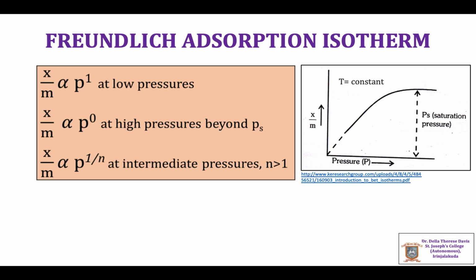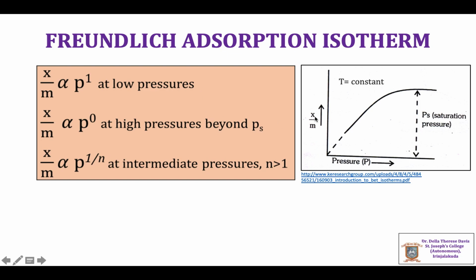At low pressures, the graph is nearly a straight line, which indicates that x by m is directly proportional to p raised to 1 at low pressures. At very high pressures, beyond the value of the saturation pressure, x by m is independent of pressure. That is, x by m is proportional to p raised to 0. The adsorption rate does not depend on the pressure beyond the saturation limit.